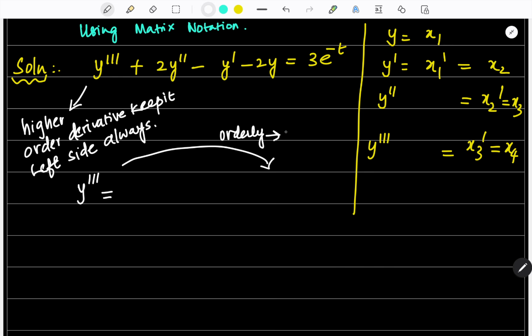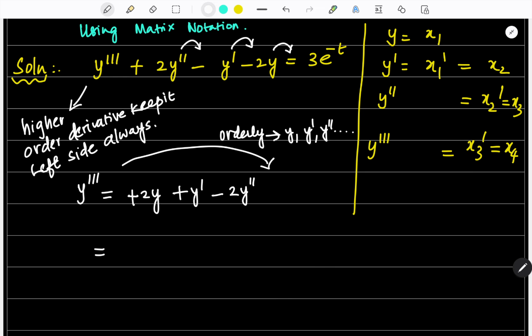What do you mean by orderly? Y, y dash, y double dash, like that. Okay, right. Let me start first. So when I go with this, I will get first plus 2y. This goes to the other side. Clear? Next, this goes to the other side plus y dash. This goes to the other side minus 2y double dash.